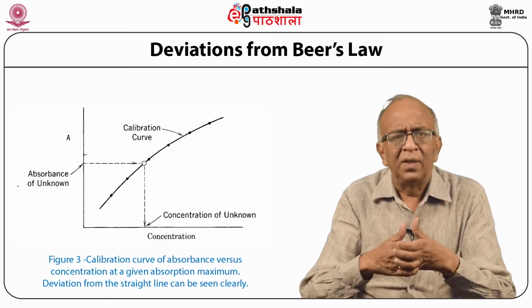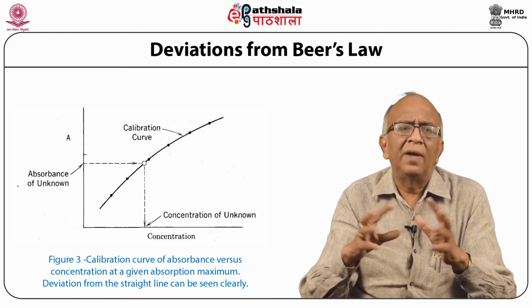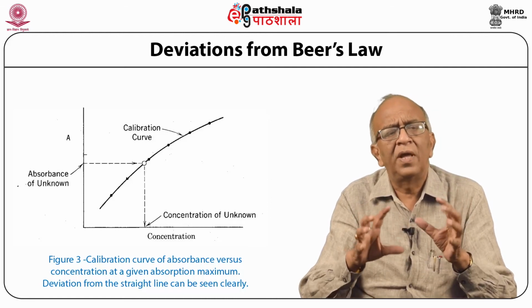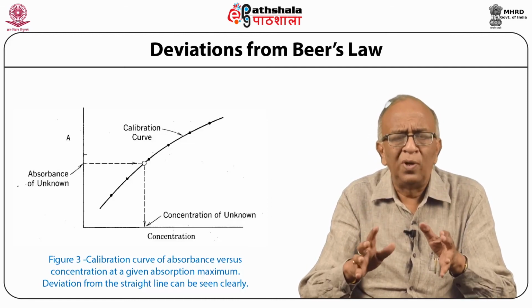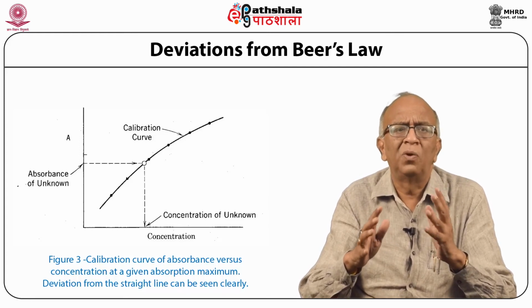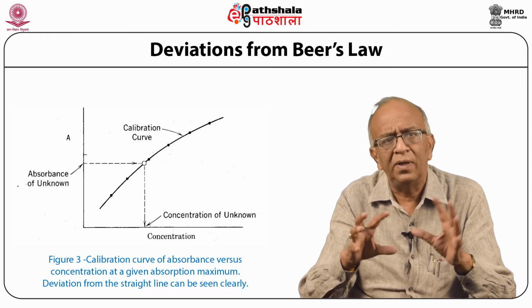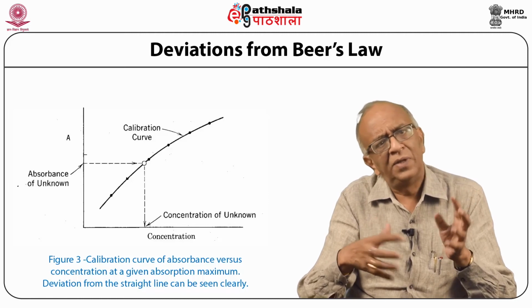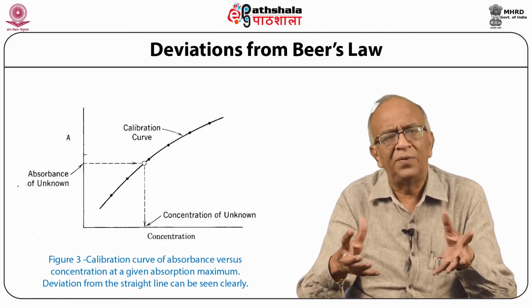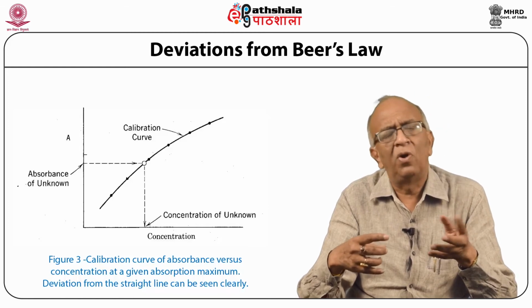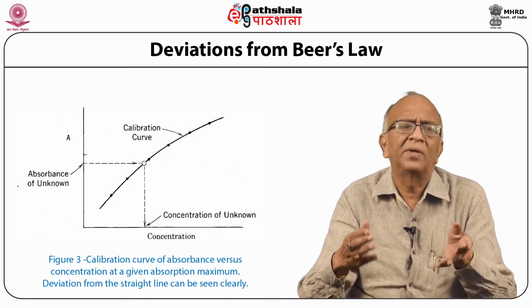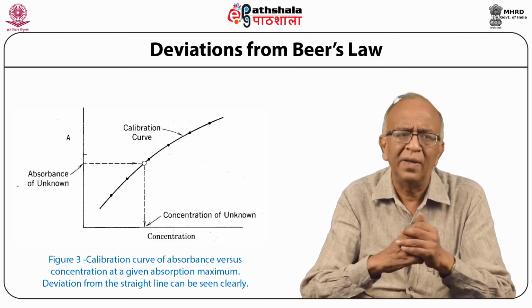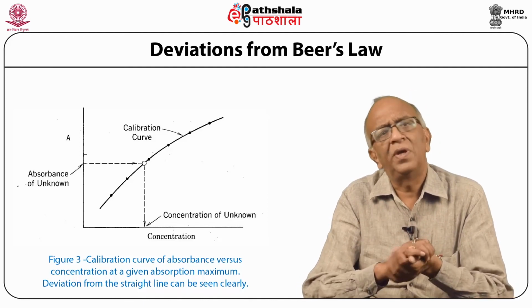We can estimate substances quantitatively in the concentration range from 10 raised to the power minus 2 molar to 10 raised to the power minus 6 molar. If the solution is concentrated, at 10 raised to the power minus 2 molar, then aggregation will occur and the refractive index of the medium will change. Then the plot between absorbance and concentration will be a rounded or curved structure. It will not be a straight line, and it will be a deviation from Beer's law.